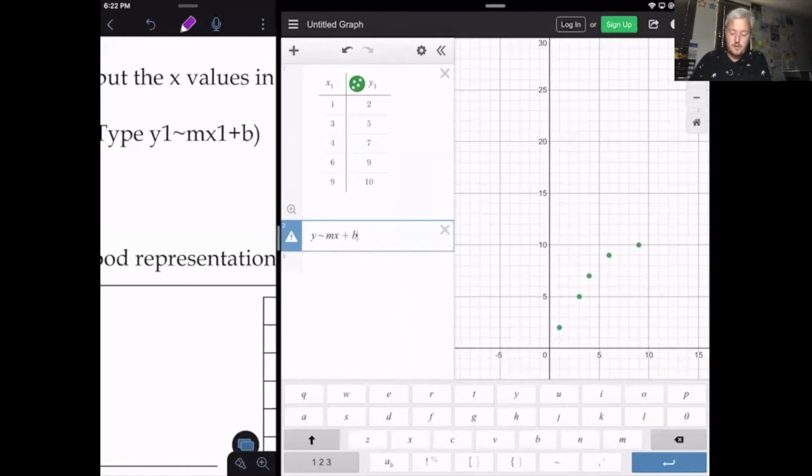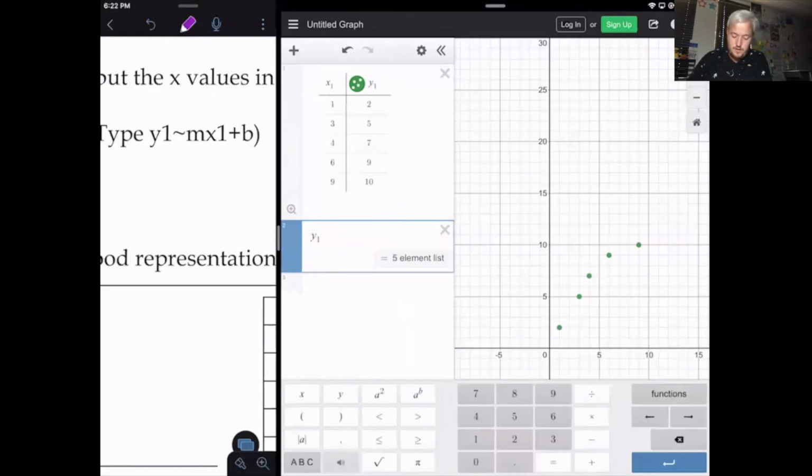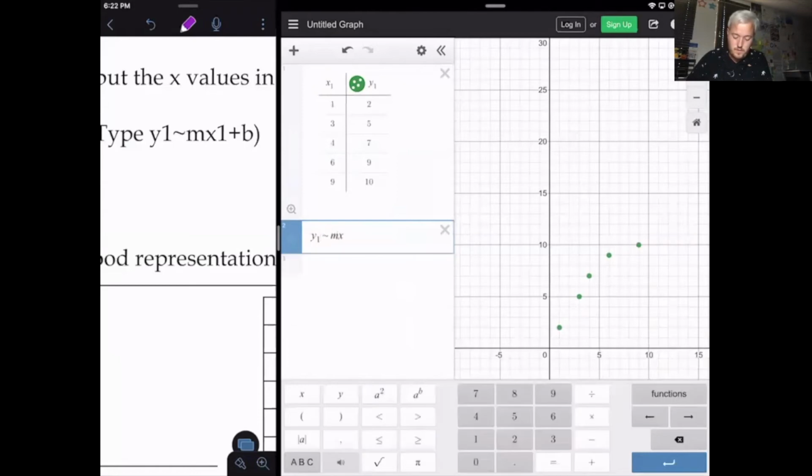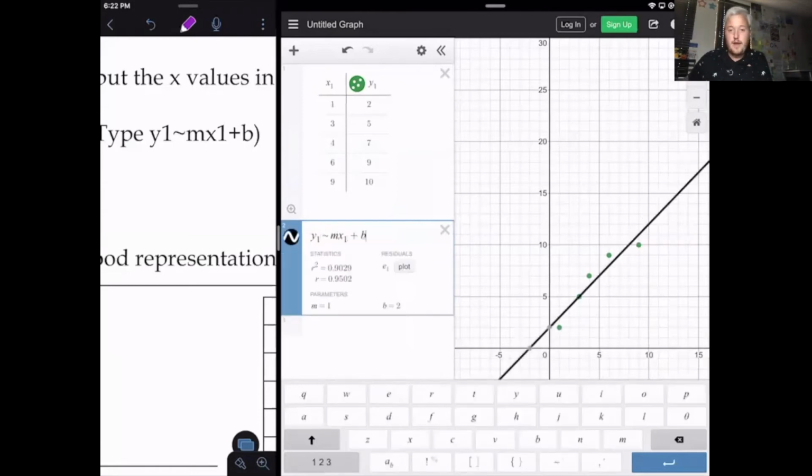So if you notice, nothing's populating. I forgot to type the ones. How dare I? So y1 tilde mx1 plus b. So now everything's actually generating for you.